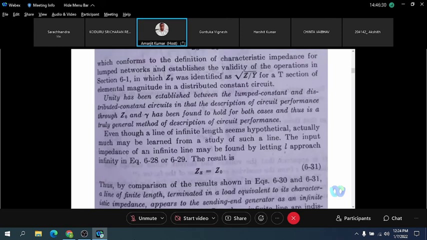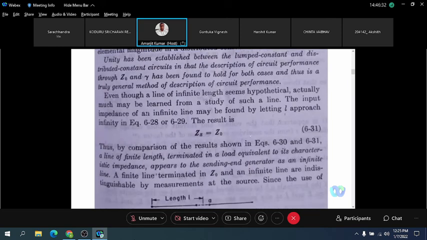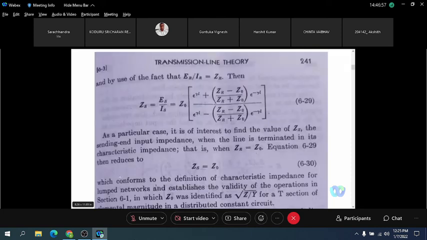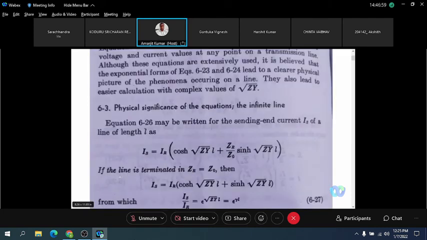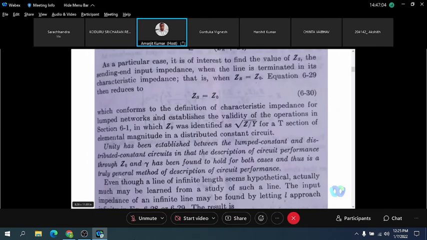An infinite length line is equivalent to a line of finite length terminated in characteristic impedance. See here, it is written here: a transmission line of finite length terminated in Z naught appears to the sending end generator as an infinite transmission line. So these are all qualitative discussion for you to read. Important mathematical things we have done.